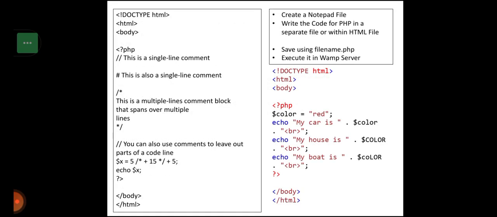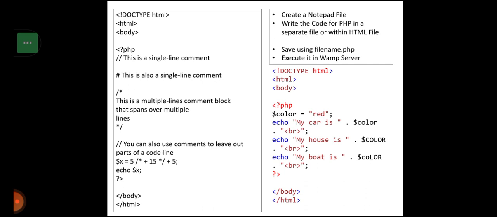Here we can see a small example of how to comment a line. This is a single line comment using a double slash, or you can use a hash symbol. This is also a single line comment. Then we can use slash asterisk, asterisk slash for multi-line comments.